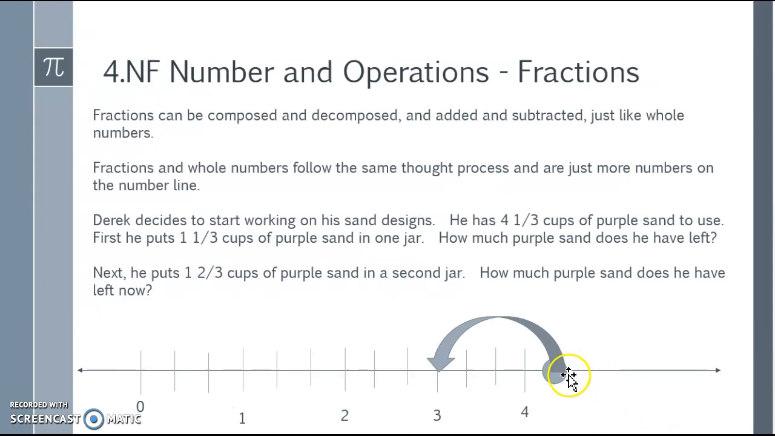I take away 1 copy of 1/3, which brings me here, and now I take away a whole unit, which brings me to 3. So now he has 3 cups left. Next, he puts 1 2/3 cups of purple sand in a second jar. How much purple sand does he have left now? So we're starting at 3, and we need to take away 1 and 2 copies of 1/3. So if I were to go from 3 to 2, that would be 1, and I need to take away 2/3 cup more. So 1 2/3 cup more, leaving me at 1 1/3 cup.